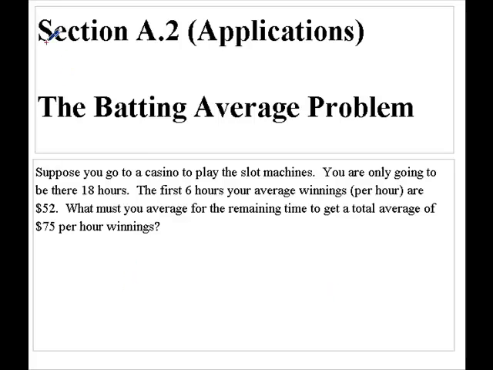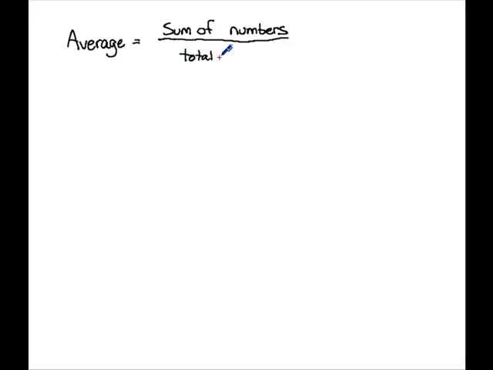Okay, so if you replace the word casino and slot machines with baseball and batting averages, and replace the numbers, it is the same problem as the batting average problem. So let's set this up here. First of all, let's talk averages. The average of numbers is the sum of numbers over the total amount, I guess you could say.